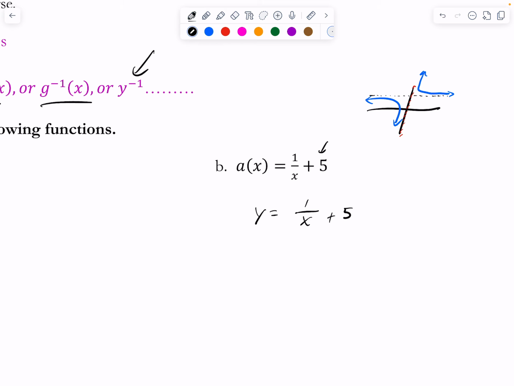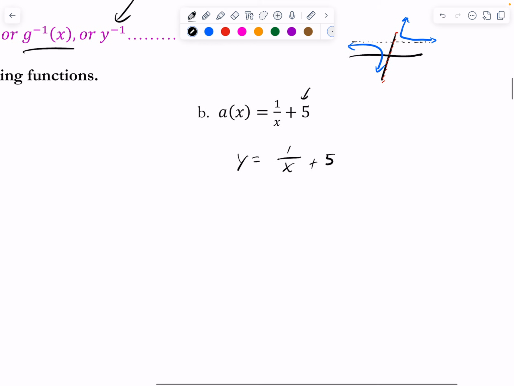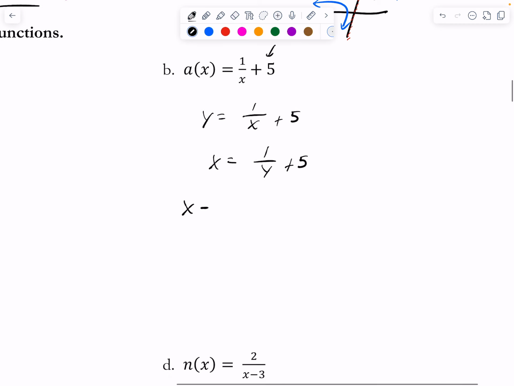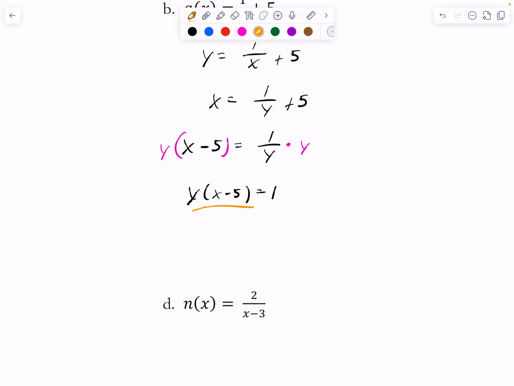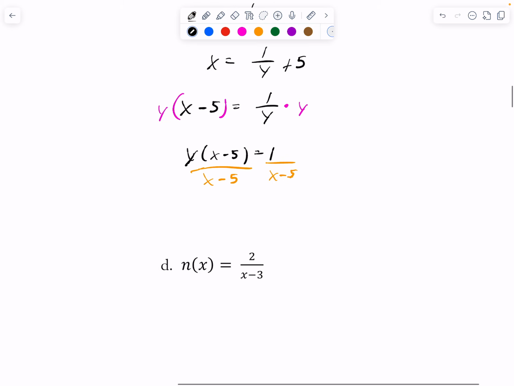Okay? So now we're going to find the inverse of that. So now I'm going to switch x and y. So x equals 1 over y plus 5. Subtract the 5 to get 1 over y. Now the way I do this is I'm going to multiply both sides by y to get y times x minus 5 equals 1. And now I want to move that x minus 5 to the other side. So I divide by x minus 5. So I get y equals 1 over x minus 5.